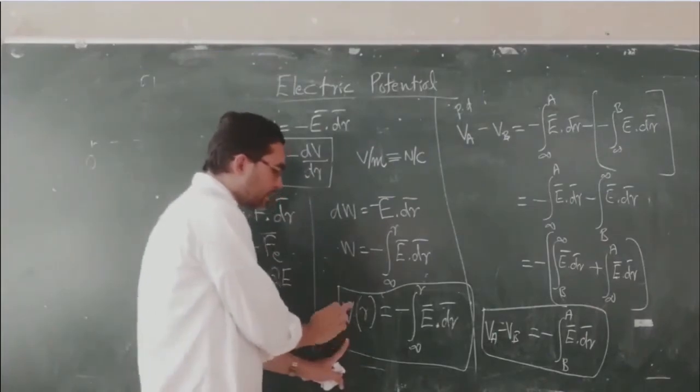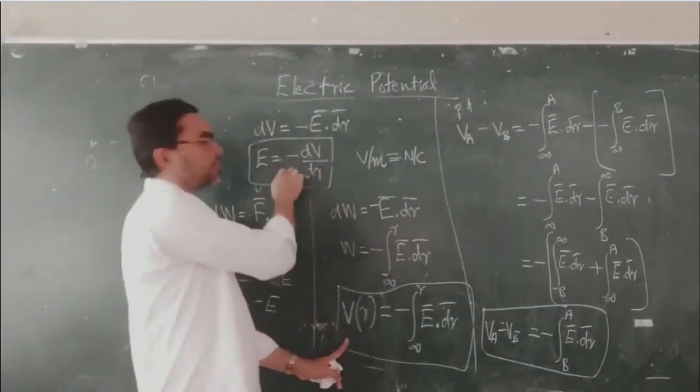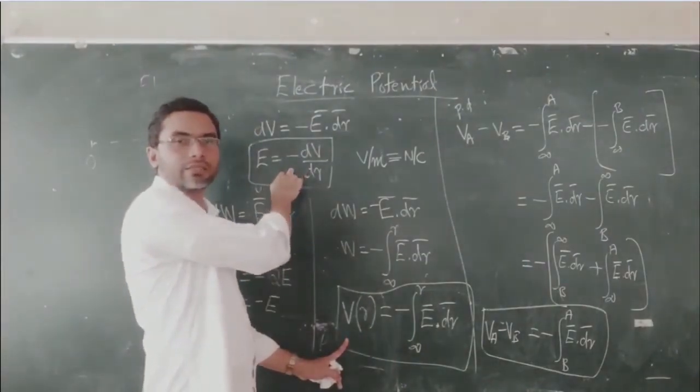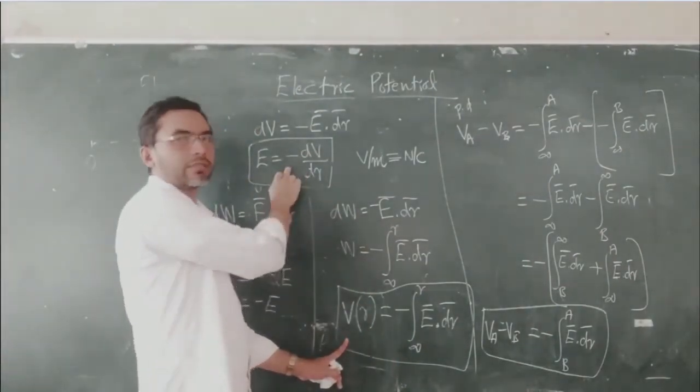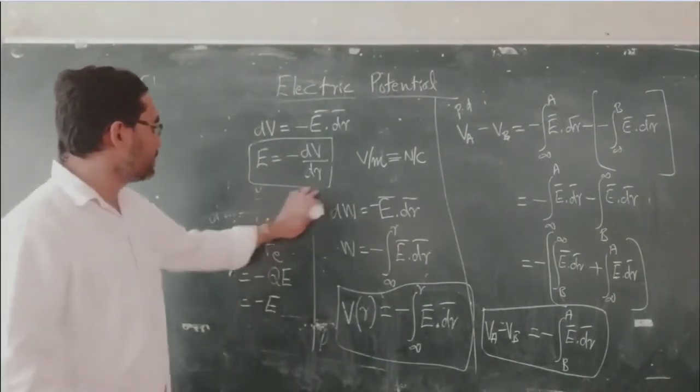Here you get electric potential in terms of the electric field. This is an integral relation. This is a differential relation, that is the reverse relation. And from this relation, you can have another quantity.